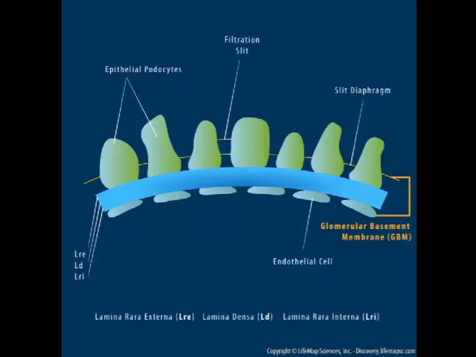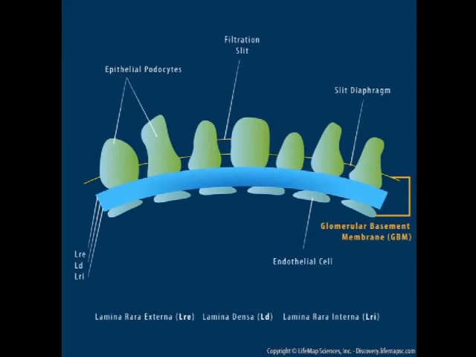This is the filtration barrier, which is composed of the epithelial podocytes, and then we have the glomerular basement membrane, and this glomerular basement membrane also has 3 layers: the lamina rara interna, the lamina densa and the lamina rara externa. Collectively, this is known as the GBM. The basal lamina of the visceral layer of Bowman's capsule that lies between the podocytes and the endothelial cells of the glomerular capillaries is called the glomerular basement membrane.